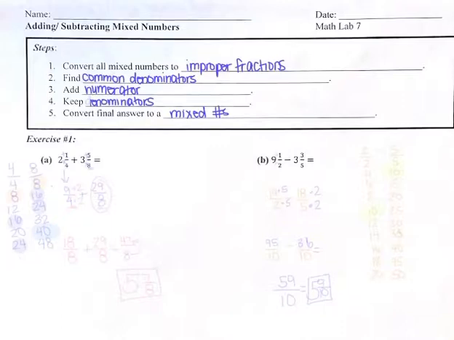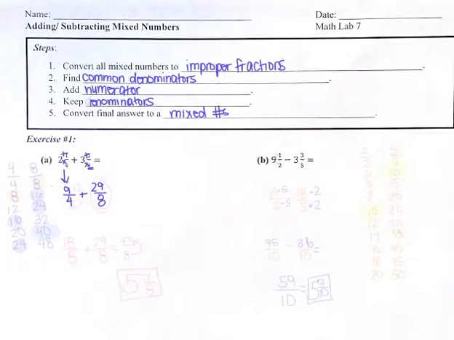Alright, so when we're adding fractions, the first thing we need to do is convert them into improper fractions. To do that, we take the bottom number, multiply it by the whole number, and add the top number. So 4 times 2 is 8, plus 1 is 9 over 4. Do the same thing over here: 8 times 3 is 24, plus 5 is 29 over, keep that denominator of 8.